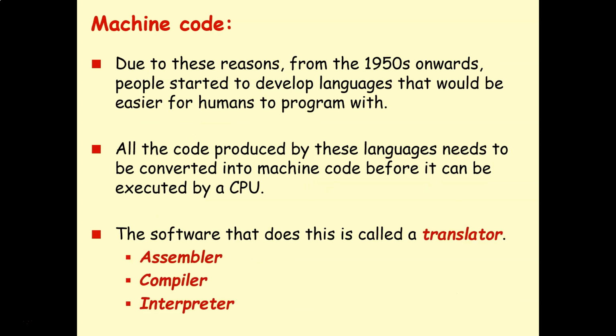Due to these reasons, from the 1950s onwards, people started to develop languages that would be easier for humans to program with. However, all the code produced by these languages needs to be converted into machine code before it can be executed by a CPU. Remember, the CPU only understands machine codes, ones and zeros. The software that does this is called a translator. And there's three types of translator we need to know about: assemblers, compilers, and interpreters.